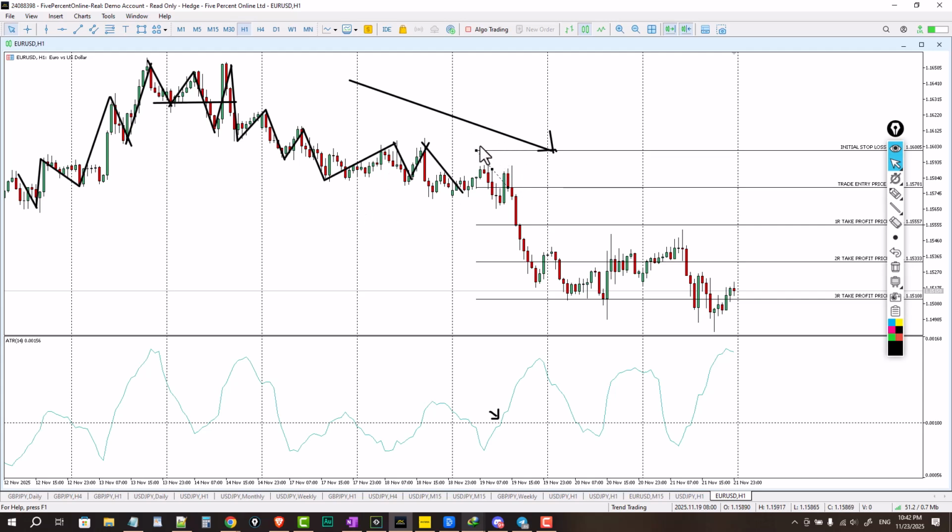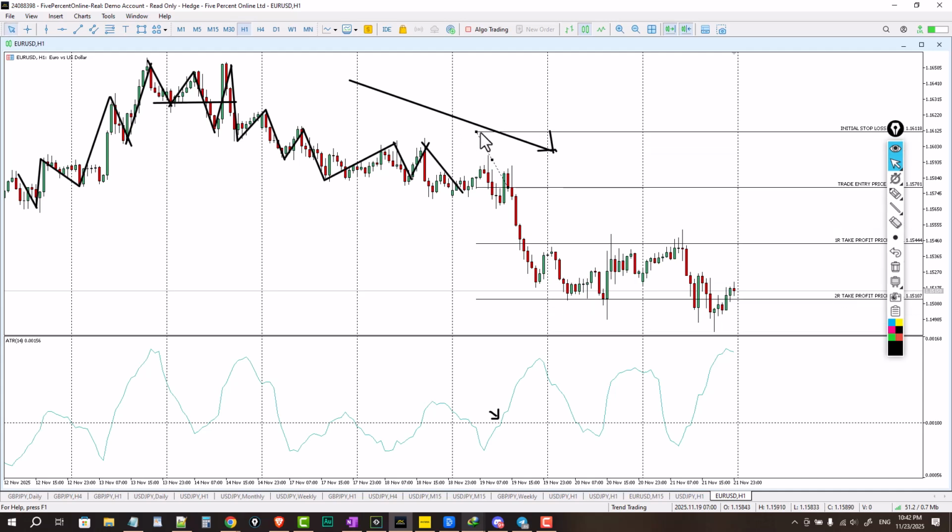And if you did this, your stop loss would be placed somewhere around here. And so if you're going for a 1:2 or 1:3 risk to reward ratio trade, this would have easily hit your profit target.